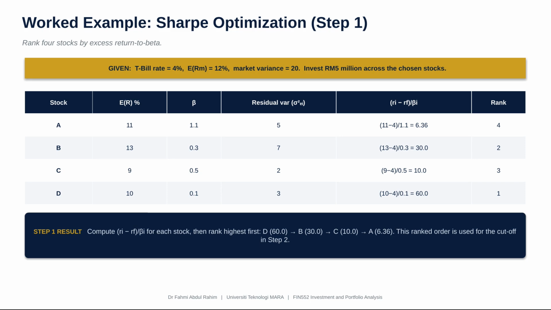Now we rank them highest to lowest: D first at 60, then B at 30, then C at 10, and last A at 6.36. The result in the box is this ranked order, D, B, C, A, which we will carry into step 2 to find the cutoff. Notice that stock D, despite a modest return, ranks highest because its beta is tiny. It earns its return with very little market risk.